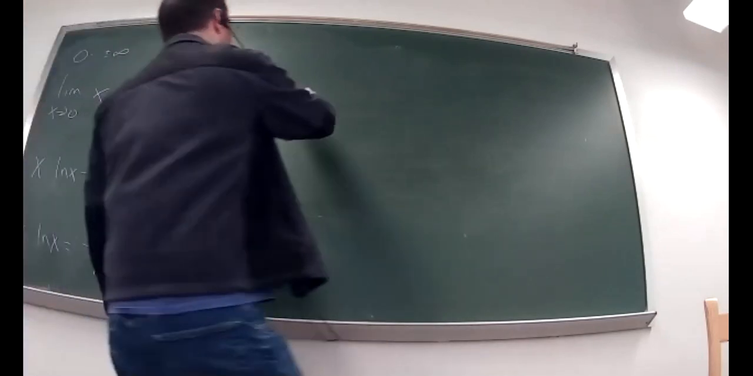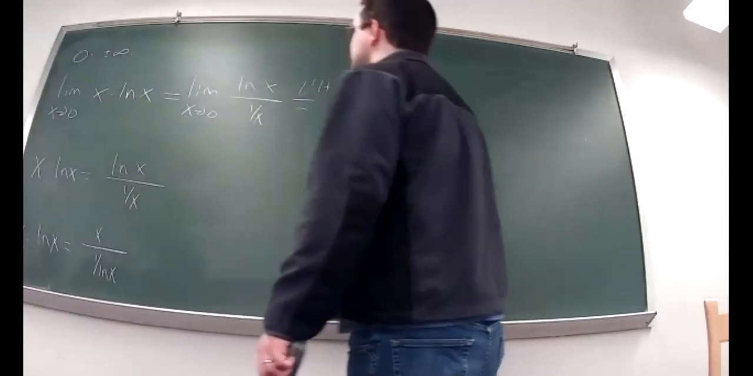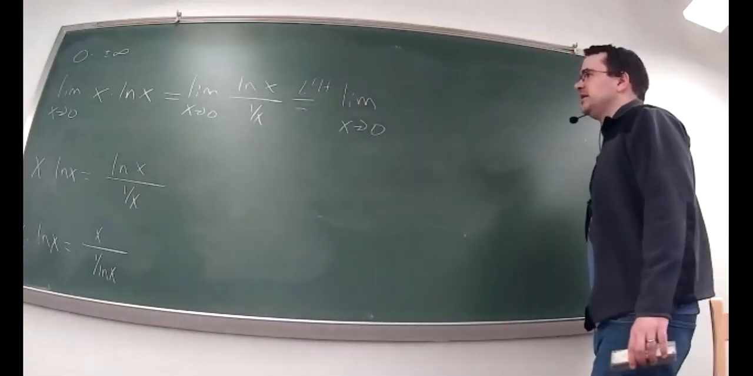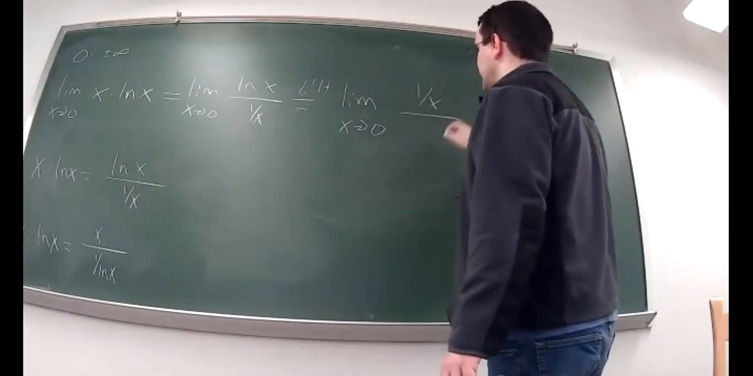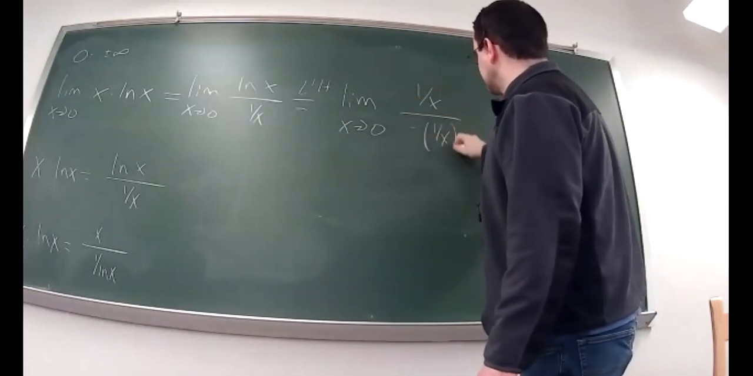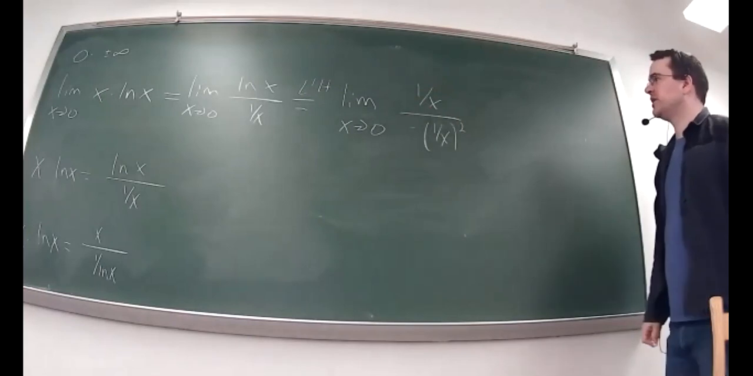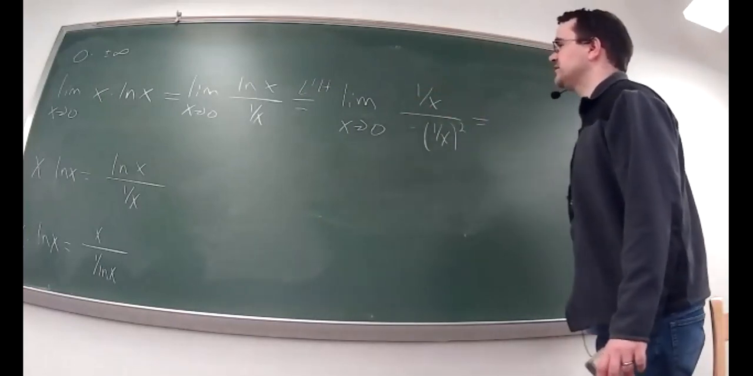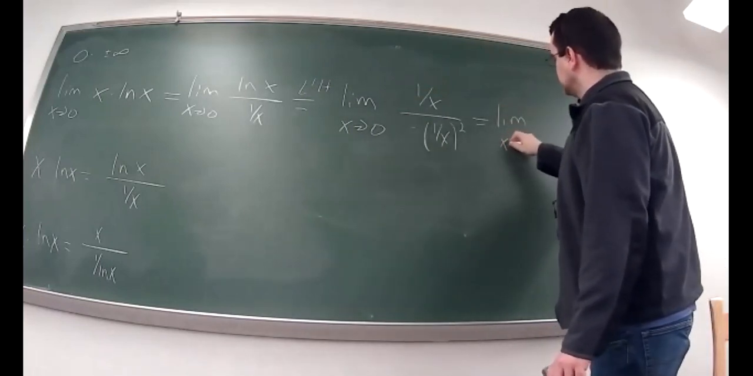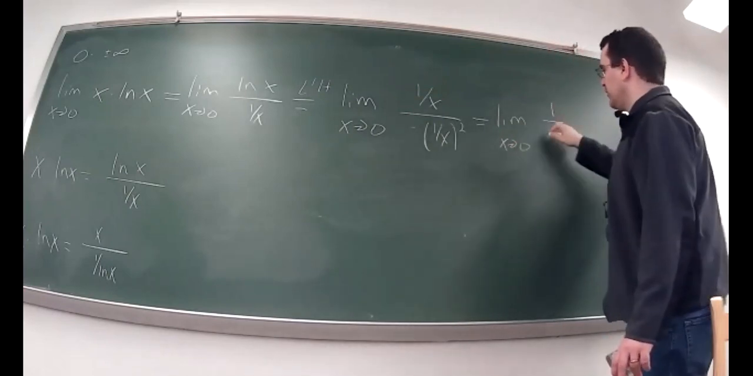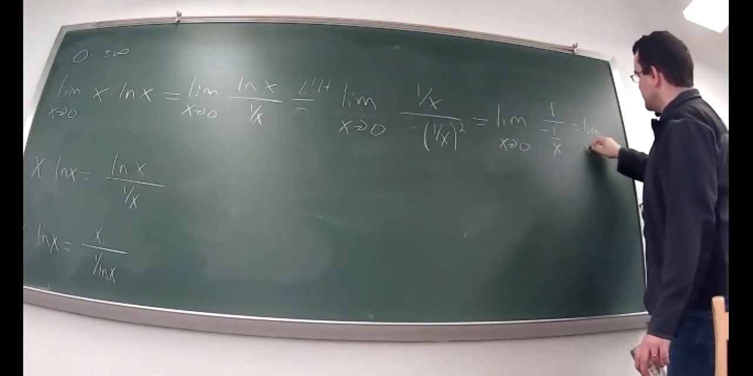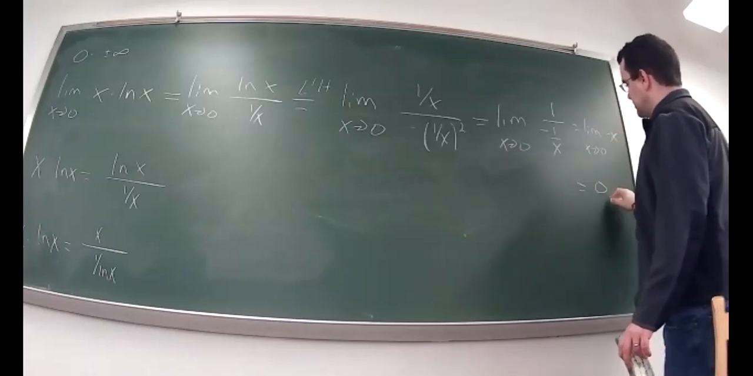So now I can try to use L'Hopital's rule and see if I get an answer. So the derivative of natural log of x is 1 over x. That's good so far. The derivative of 1 over x is minus 1 over x squared. So I can actually just cancel a factor of 1 over x there, and give me 1 over minus 1 over x, giving me the limit as x goes to 0 of minus x, equal to 0.